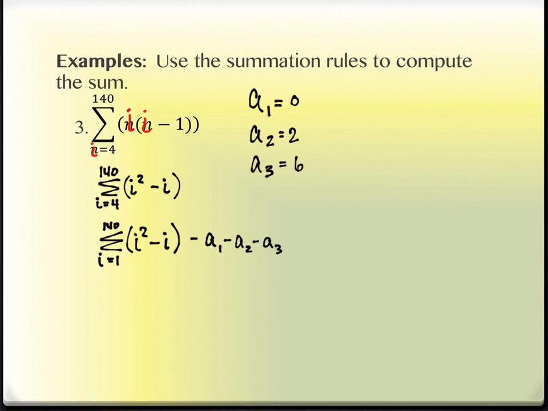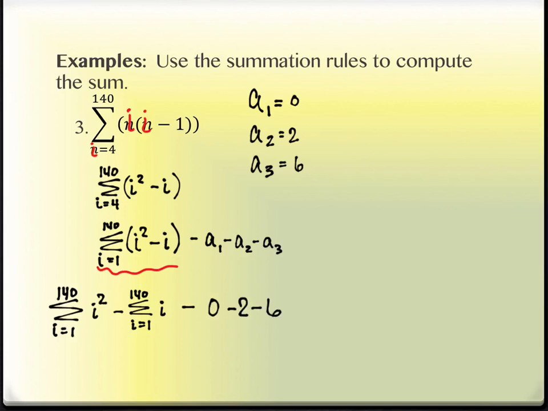I promise I don't. All right, so this piece at the beginning, we actually have to use those summation rules. And we have to separate it out just like we did on the previous problem. So we're going to do the summation from i equals 1 to 140 of i squared minus the summation from i equals 1 to 140 of i. And then I'm going to subtract off the 3 numbers that I just found: minus 0, minus 2, and minus 6.